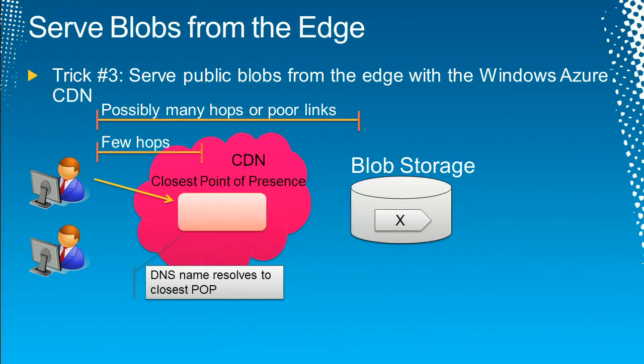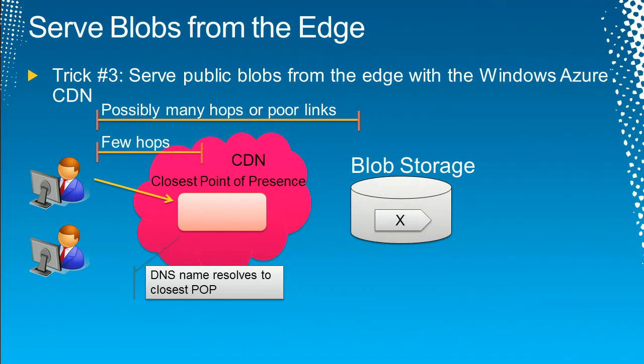So the first user says, okay, I'd like to get that particular blob. I'm going to use a domain name, and there's some DNS trickery that causes that domain name to resolve to the closest point of presence. So it resolves to some Brazilian point of presence. And that Brazilian point of presence is sort of like a cache at the edge that can hold public content from blob storage. And so that cache says, this user just asked me for this blob.